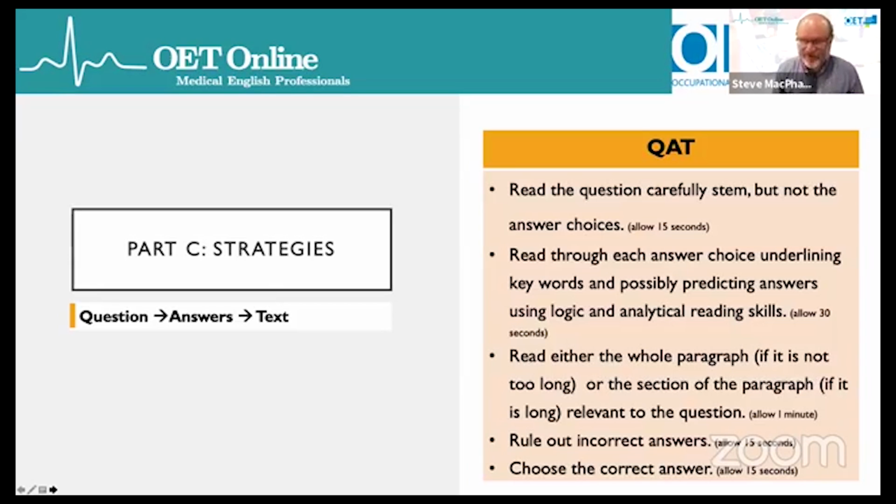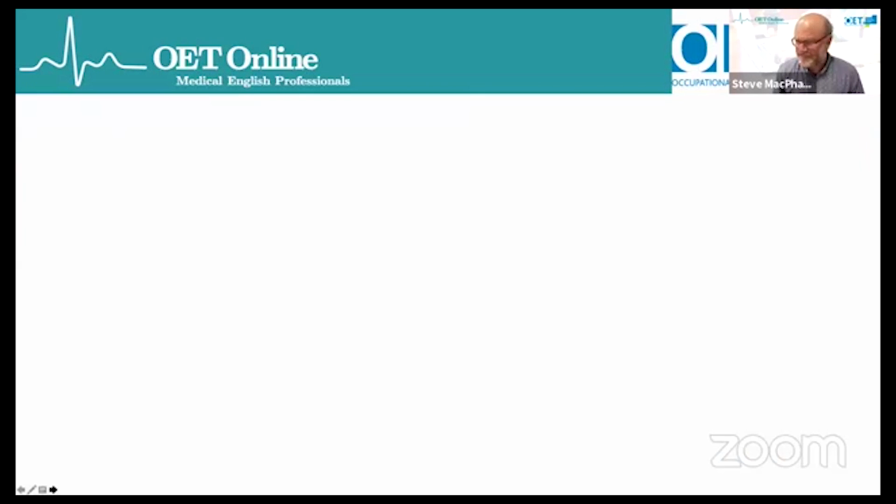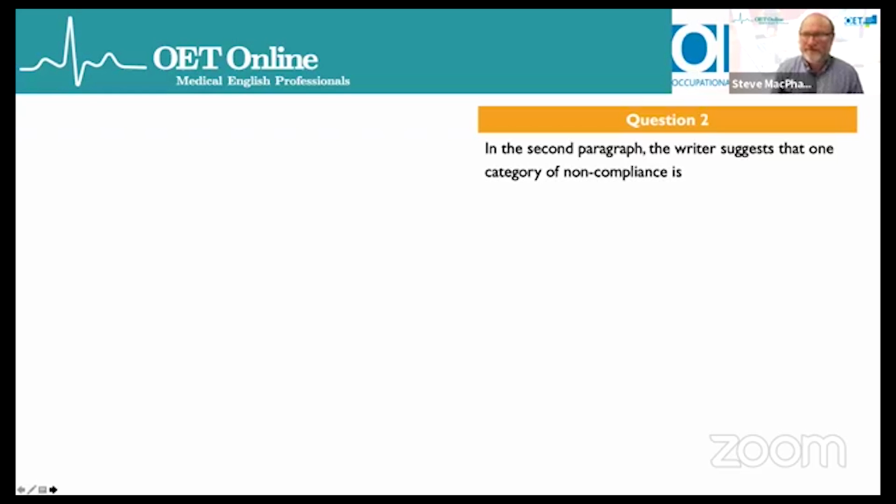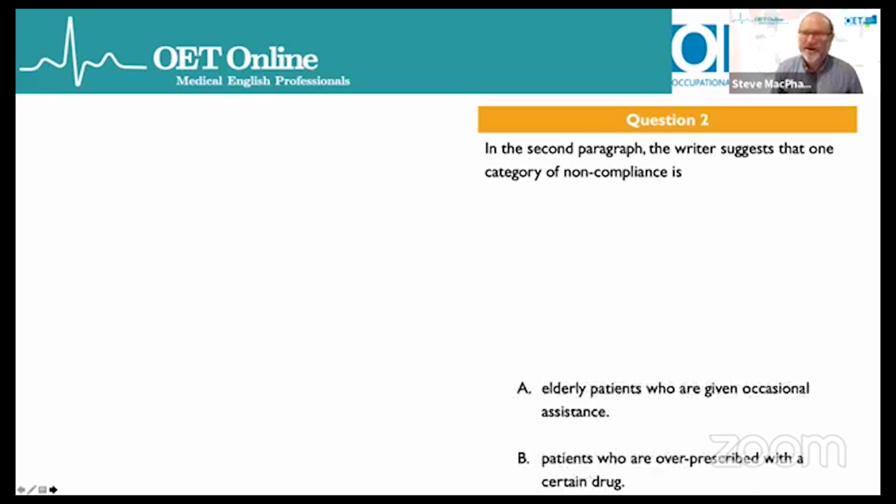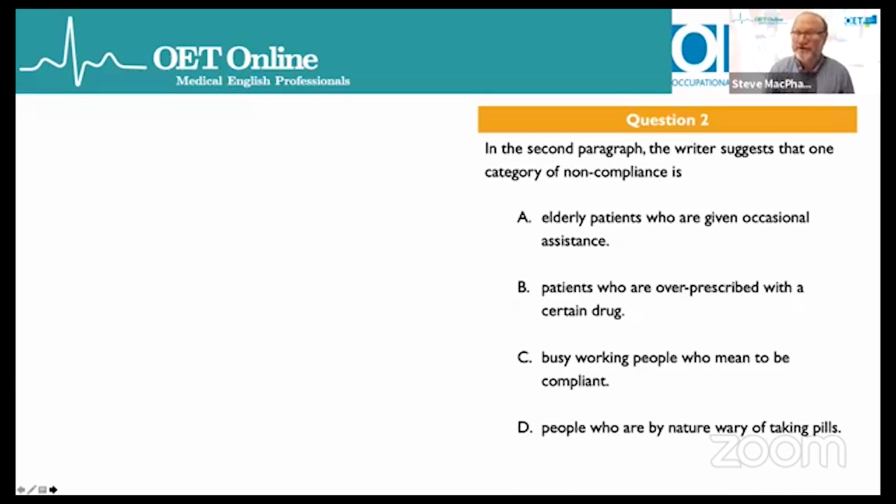All right, so let's try that approach, everyone. So we've got the question in the second paragraph. The writer suggests that one category of non-compliance is. So it says one category, everyone. So in our question choices, we've actually got 4 categories. So one of these categories of non-compliance is correct. So let's look at our categories.